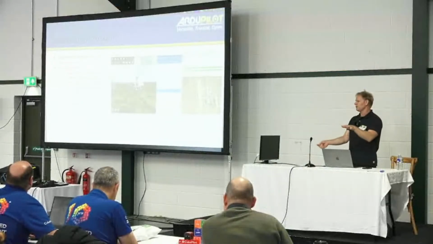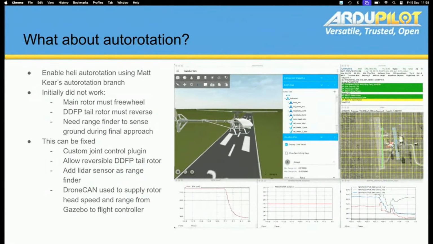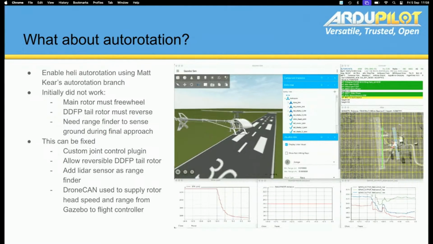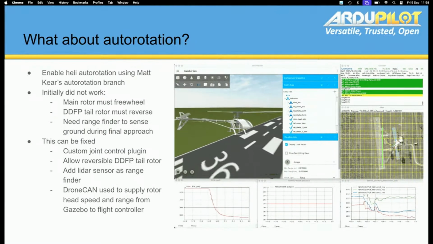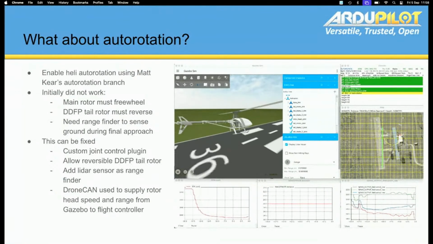Once the torque on the main rotor's not being driven, a single-sided direct drive fixed pitch tail rotor isn't going to give you your authority. So you have to put a reversible tail rotor in. You need a rangefinder to find out how close to the ground you are, because the flare calculation needs to know that. And all of these things can be fixed because it's open source. You can go and customize the joint control. You can allow reversible tail rotors. You can add a LiDAR sensor, and then you can use DroneCAN to pipe all that stuff through to the flight controller where it needs to know about it.